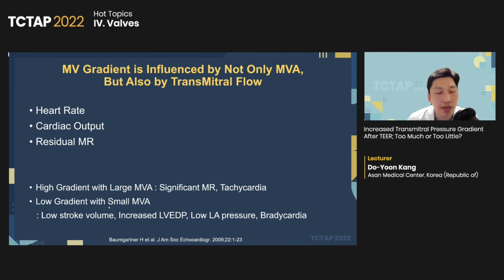And if the patient has a small mitral valve area but still shows low gradient, then checking whether the patient has a low stroke volume, or increased LV end-diastolic pressure, or low LA pressure, or a bradycardic condition before deploying the clip would help to minimize the increased transmitral gradient.